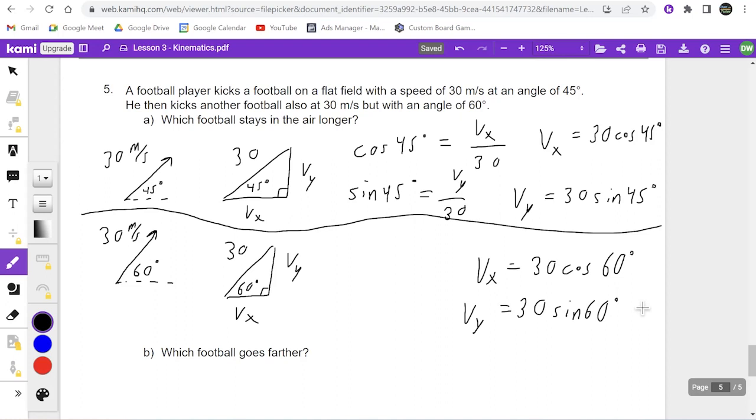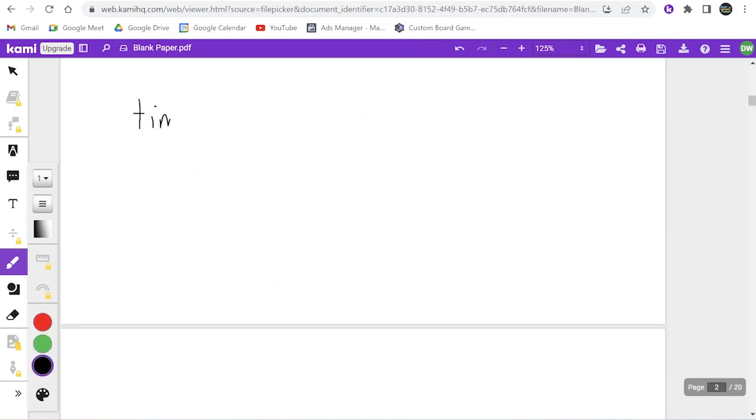But you'll notice we didn't actually answer the question yet. Which football stays in the air longer? So remember what I said earlier. If you want to find time, then you're looking at the y-axis. So what I'm going to do is focus on Vy. I'm going to find all the components because I just want to make sure I know them all, but I'm going to focus on the y.